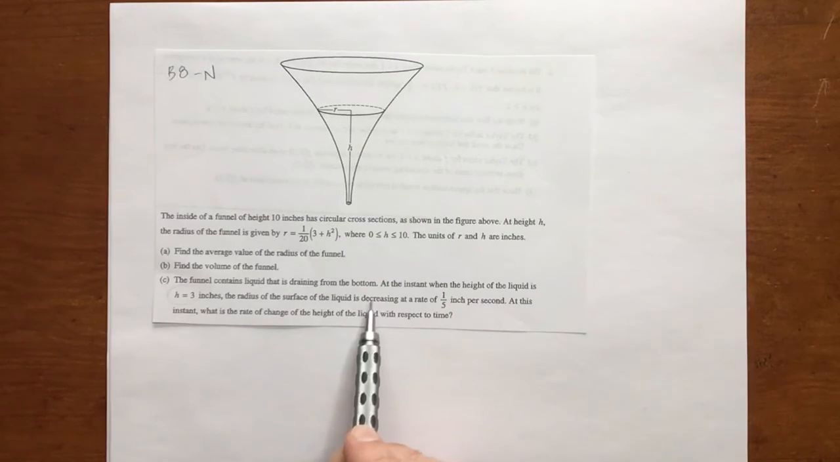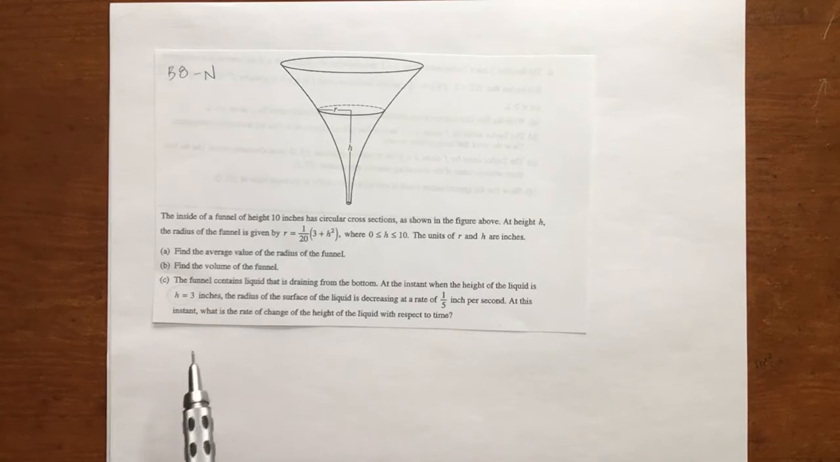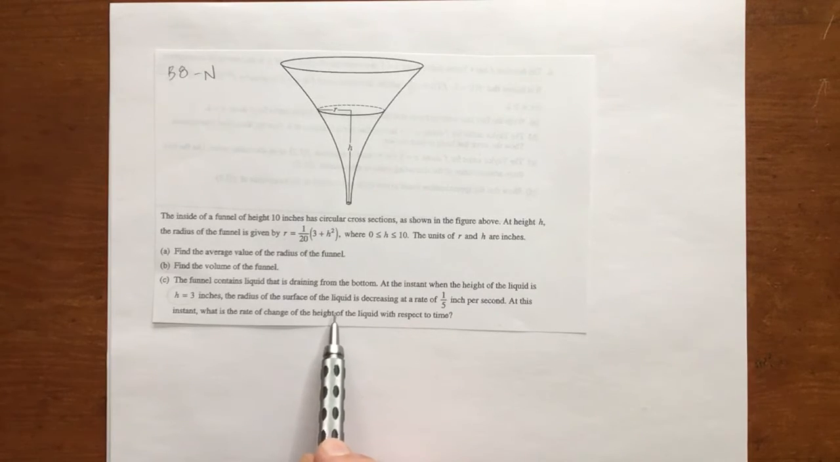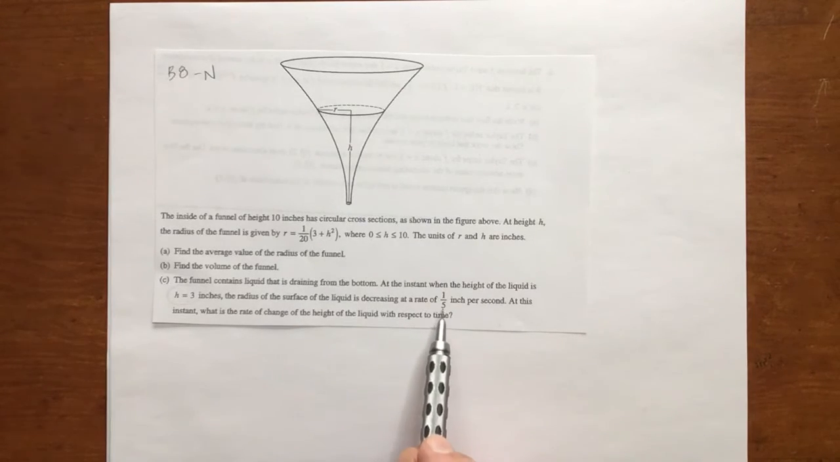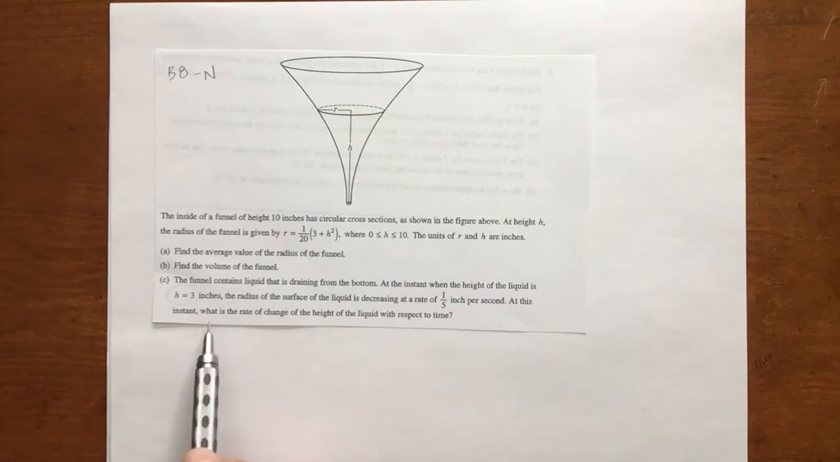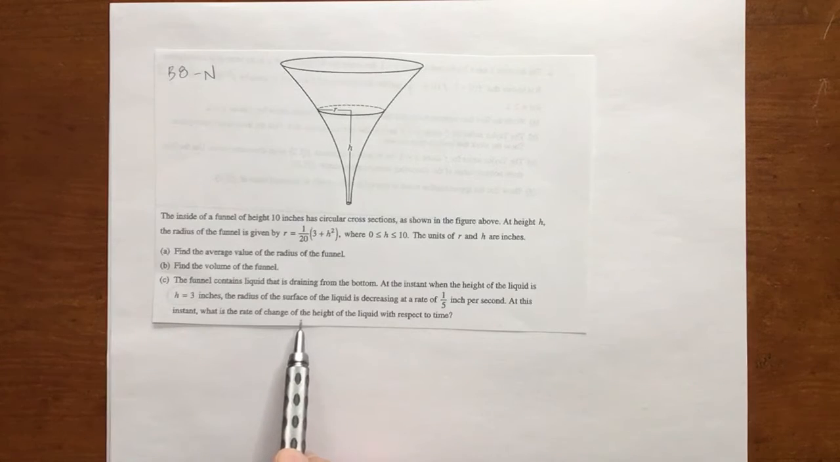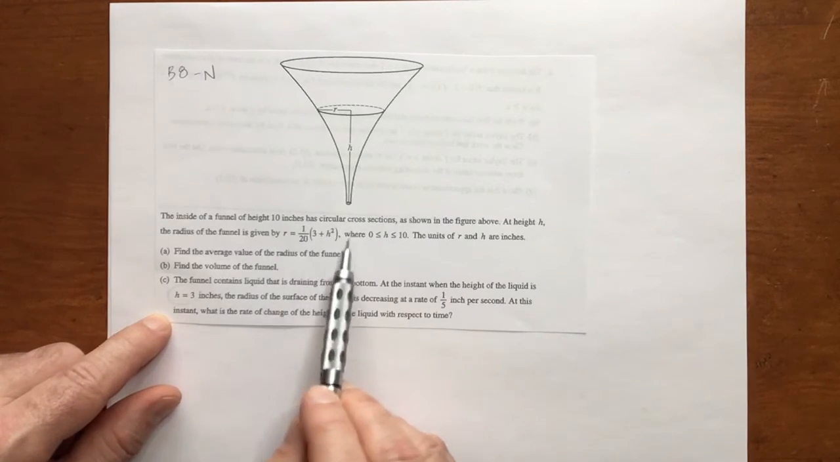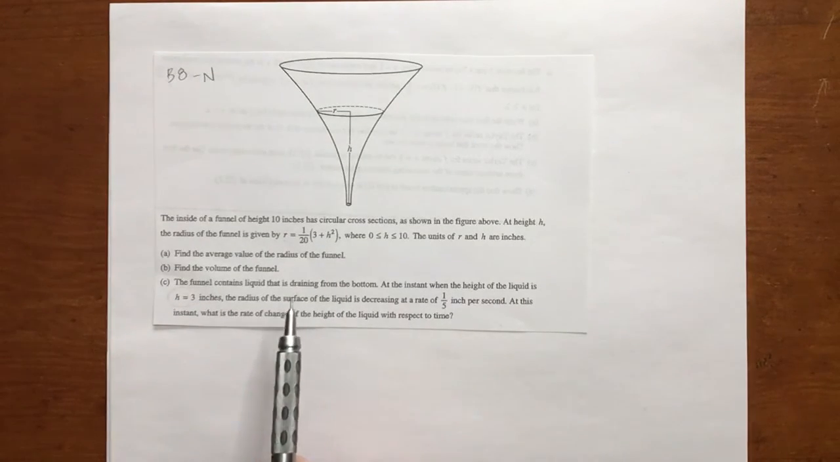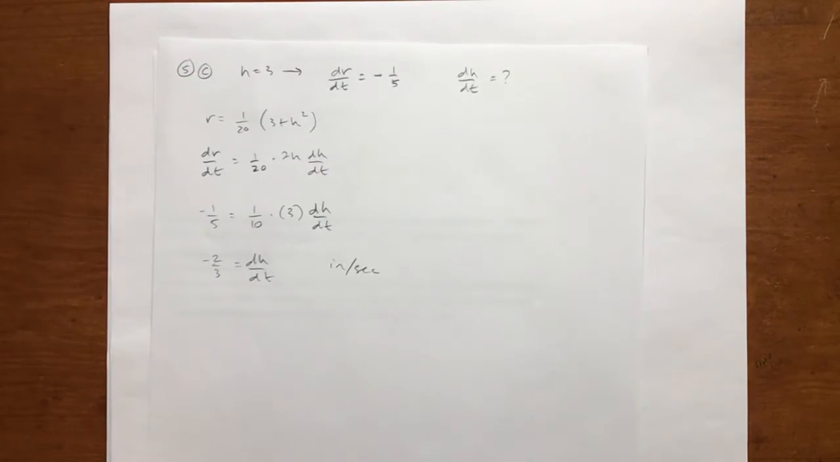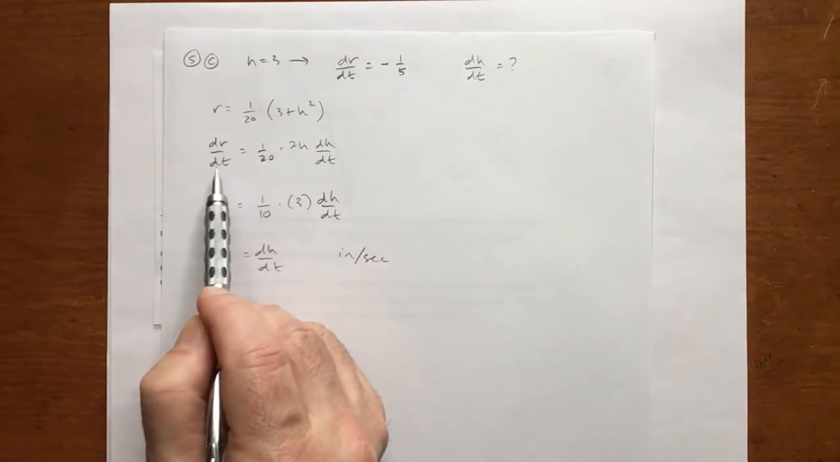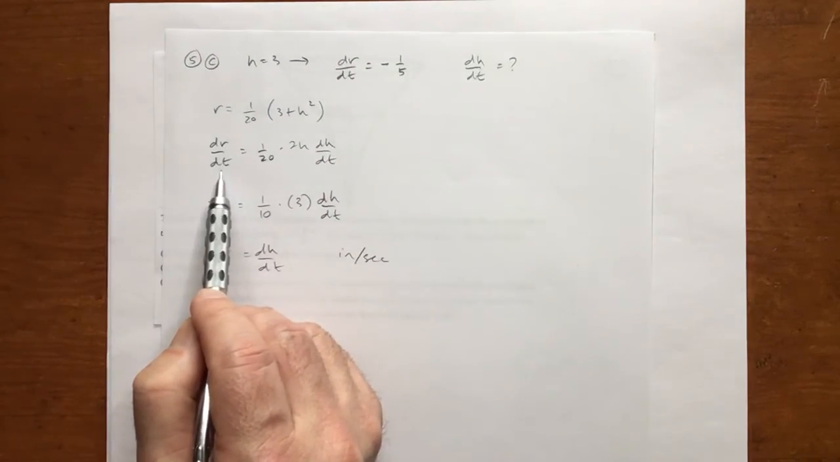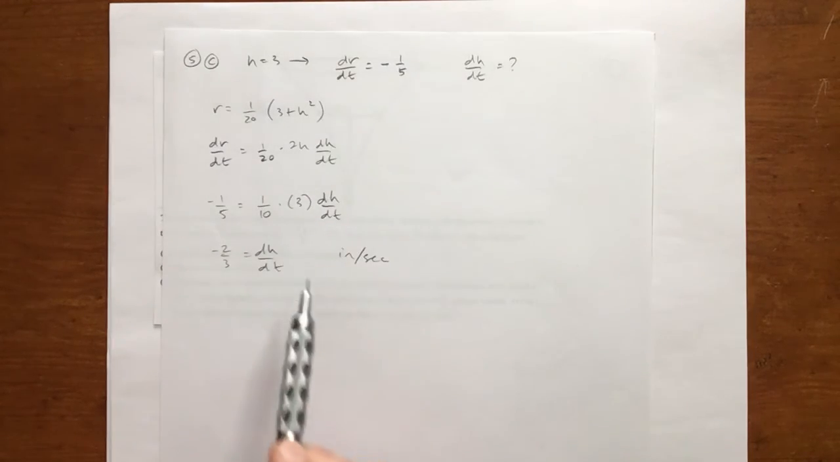The radius is decreasing. So that means that's a dr dt. And it's negative since it's decreasing, so negative 1/5 inches per second. And at that instant, they ask about the rate of change in height, so a dh dt. And don't forget, we're given this relationship between r and h, so all we have to do is differentiate both sides with respect to t. And so I did that.